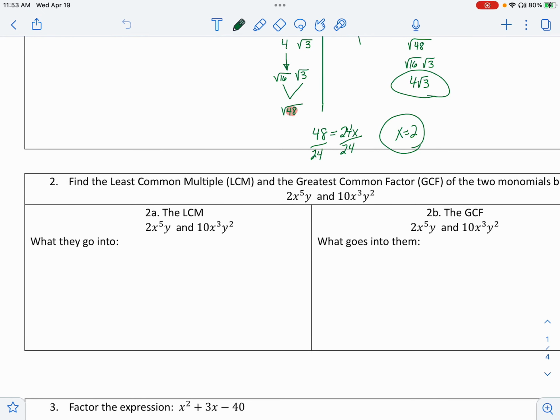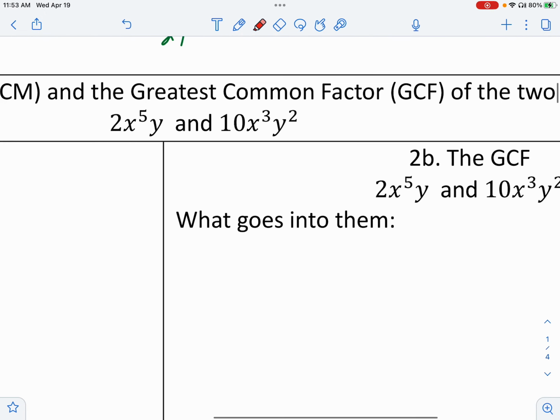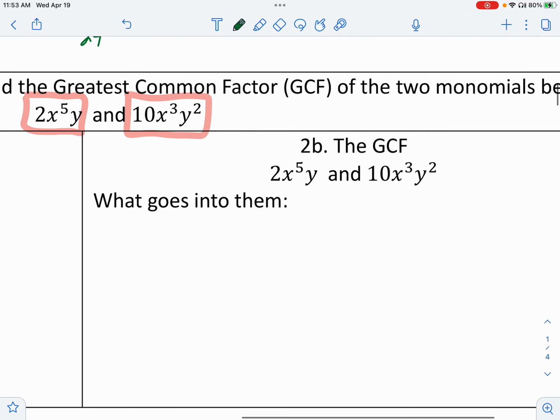Now for number 2. This has not been something I've really gone over with you, least common multiple, because that was from middle school. But you are super good at greatest common factor. So let's do the greatest common factor first, and then I'll reintroduce least common multiple from middle school. So we're given this monomial and this monomial. What is the greatest common factor of those two monomials? In other words, what goes into them?